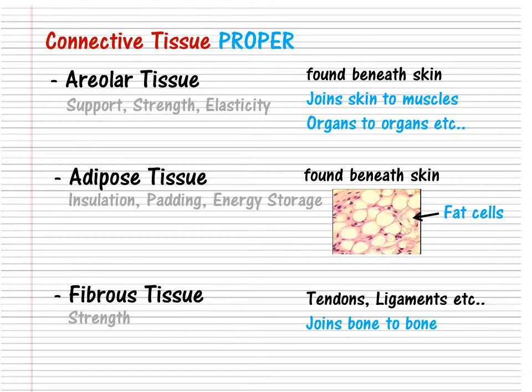And the third type of connective tissue is the fibrous tissue, which helps to join two bones, and it is also commonly known as tendons, ligaments, etc. And it is very strong because it is joining two bones. It has got a lot of strength.